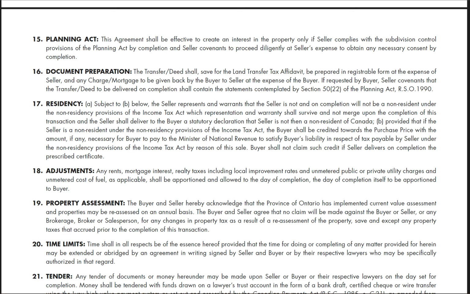So basically, it's saying that the buyer or the seller have no legal claim to go against the real estate agent or each other for the purchase or sale of that home.